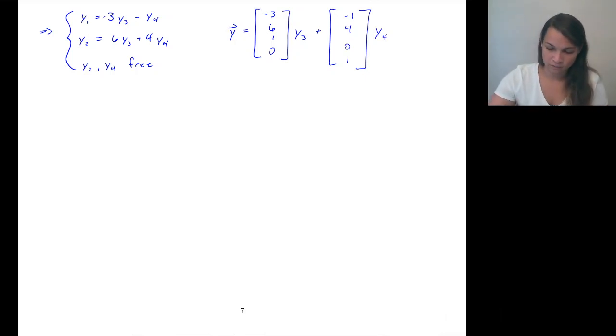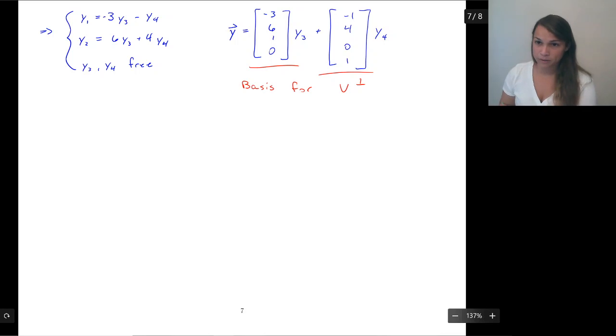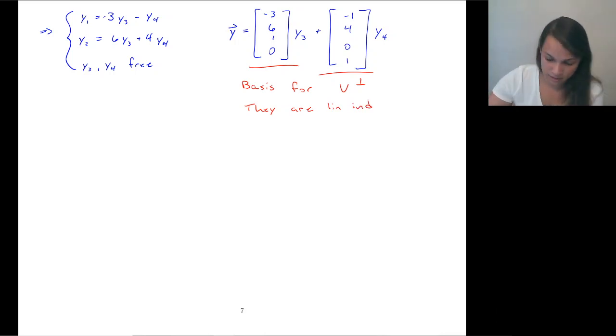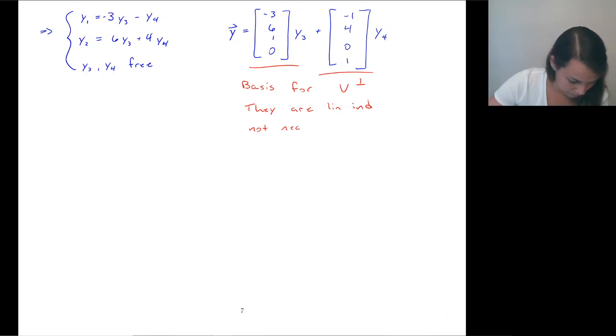So then remember, these guys give us a basis for V perp. However, they are linearly independent, but you guys saw on your worksheet yesterday, that does not necessarily give us anything about orthogonality.